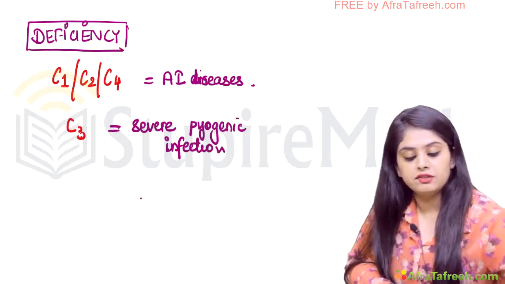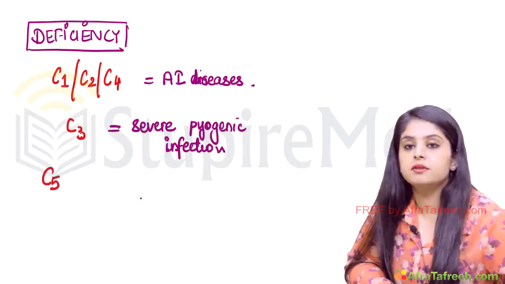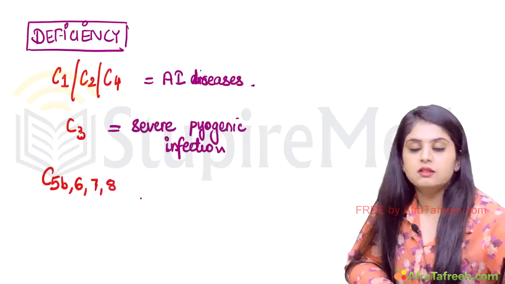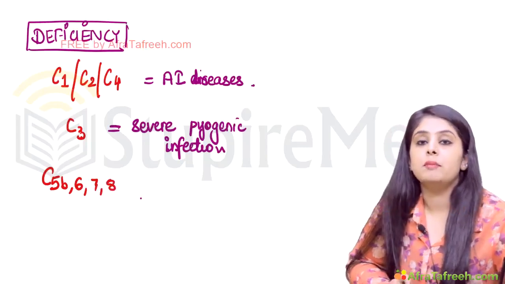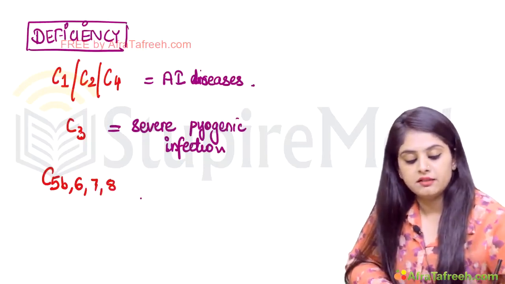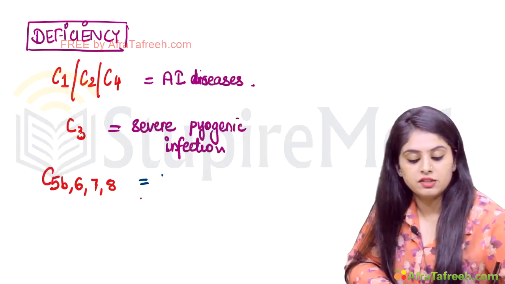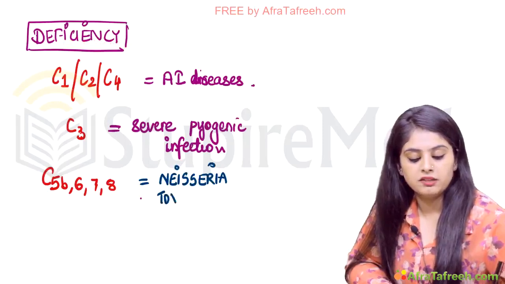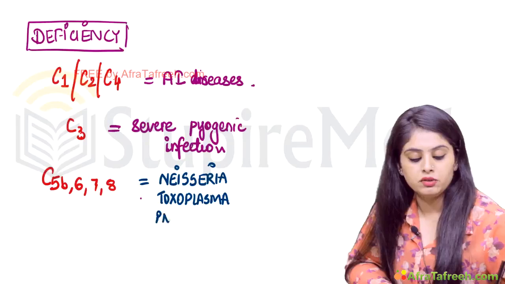If there is deficiency of C5b, C6, C7, C8, that is, we are talking about the membrane attack complex, then the person can suffer from infections such as Neisseria, Toxoplasma, Pneumococcus.